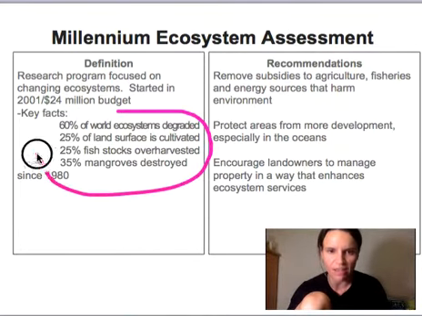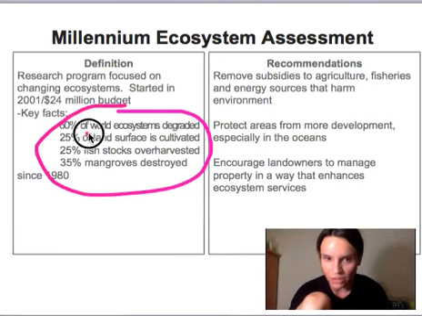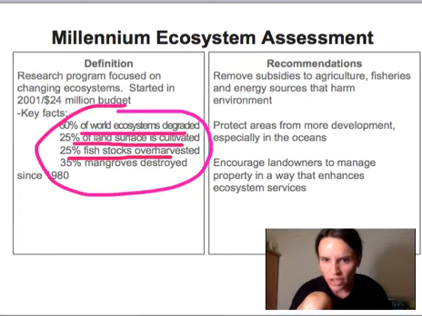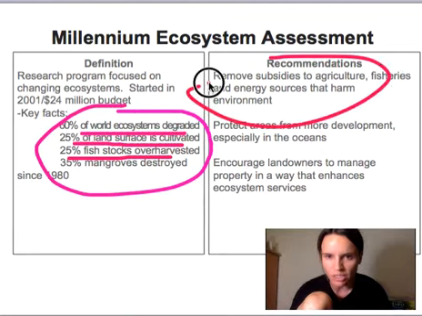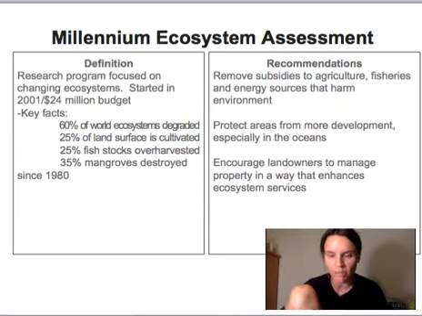These are some of the key facts that were discovered in the original Millennium Ecosystem Assessment. It's not looking good for the sustainability of ecosystems. 60% of world ecosystems have been degraded, 25% of land surface is cultivated, and at that point, 25% of fish stocks were overharvested. That number has gotten a lot worse. We did not follow a lot of these recommendations. And at this point, it's estimated that closer to 75% of fish stocks are fished either at or above capacity. And our sustainability on this planet is becoming a really serious problem.